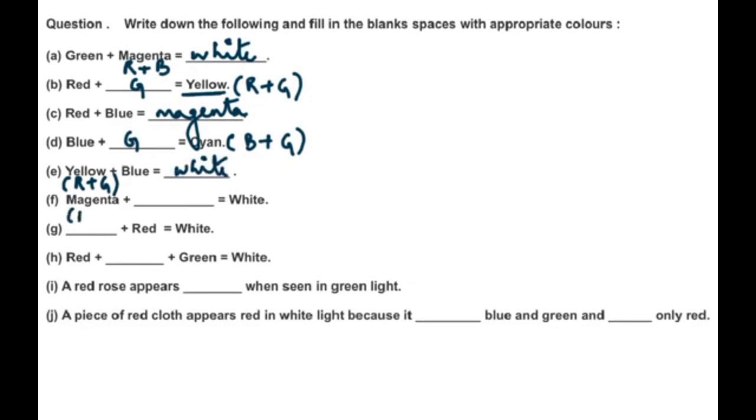Magenta. Magenta is a combination of red and blue. And we want white. That means we need to add green. Okay. Now we want white. White means red plus blue plus green. We have red, so we need to add blue plus green. Blue plus green is cyan.